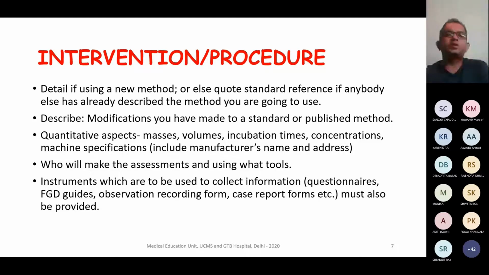Then also you'll have to mention if you are using some questionnaires or focus group discussion guides or observation recording form to collect data. So that also has to be attached to your protocol as an annexure.